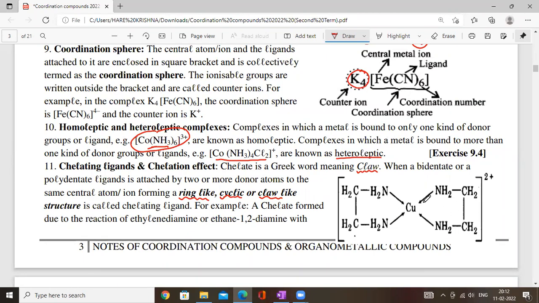One of the examples I have just now given you, this is the same example. You can also write this example in this way, as I said, en. So I can write here [Cu(en)2]2+. This is another way of writing this chelating complex.